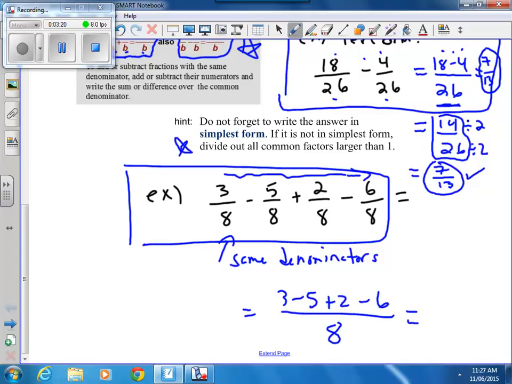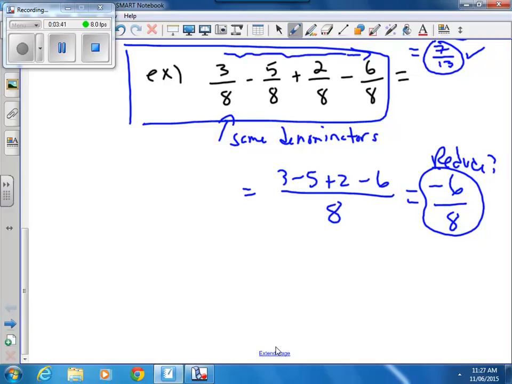3 minus 5 is -2. Plus 2 brings me to 0, minus 6. Okay, well, that's going to bring me to -6 all over 8. But again, when I arrive here, I have to ask myself, can I reduce? Yes, I can. There's a common factor. So -6/8, if I divide the top by 2 and the bottom by 2, common factor of 2, then I'm going to arrive at -3/4.